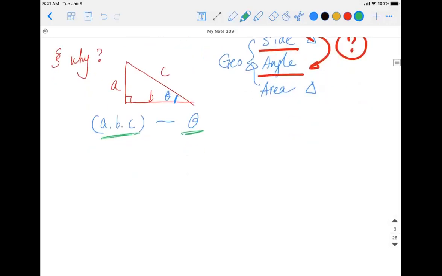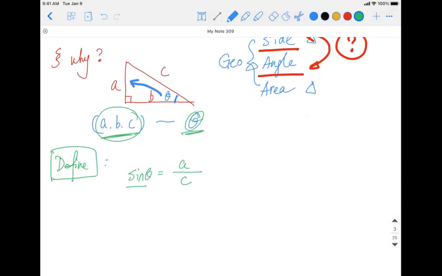So now we have to do some definitions. We define, okay? As long as I use the word define, it means there is no reasoning. We have a mutual agreement, we define that, that's it. Don't ask me why, this is the definition. You want to find out the relationship between the different sides and theta, right? So people defined sine theta equals A over C. This is only a definition. Sine theta is the ratio between the opposite side of theta over the hypotenuse. Again, there's no reason, people just define that. We give a name: this is the sine of the theta value.